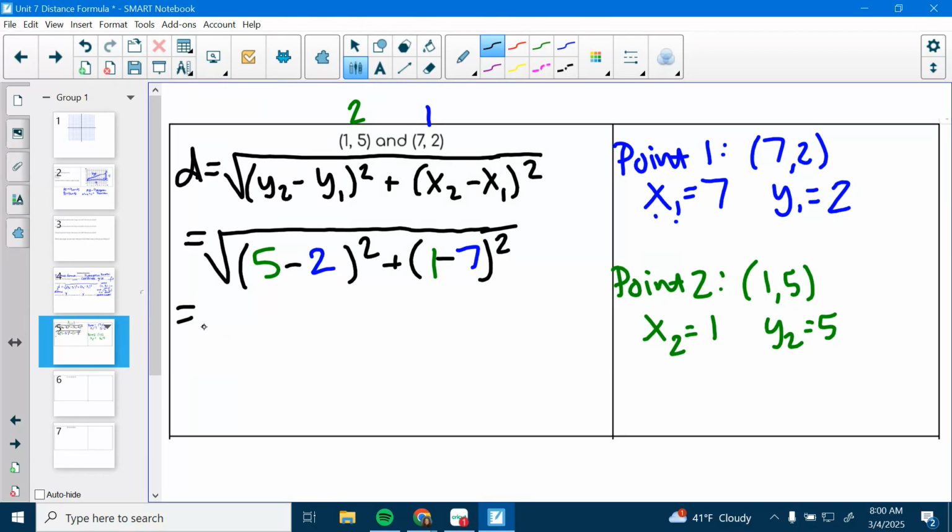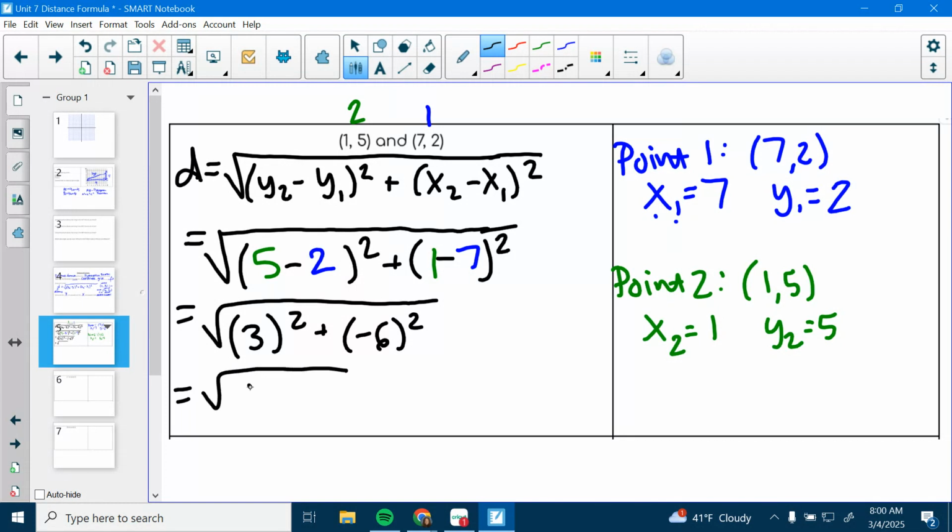So my first step in solving is simplifying what's in the parentheses. Well, 5 minus 2 is 3. 1 minus 7 is negative 6. Next, I'm going to square those terms. So I get 9 plus, okay, negative 6 squared. That's the same as saying negative 6 times negative 6. Well, negative times a negative is a positive, so I'm going to end up with positive 36, which is equal to, when I add them together, the square root of 45.